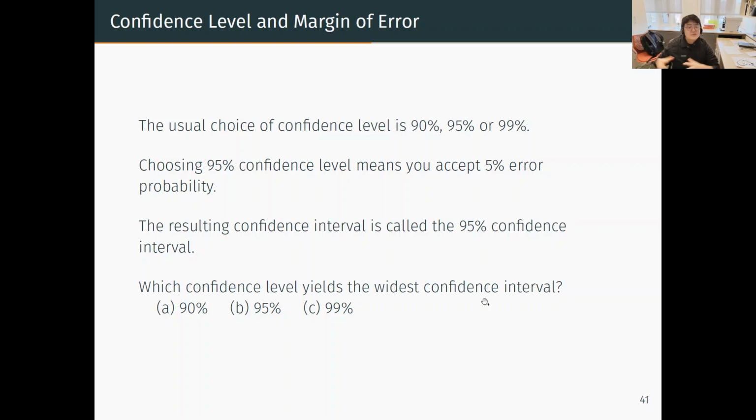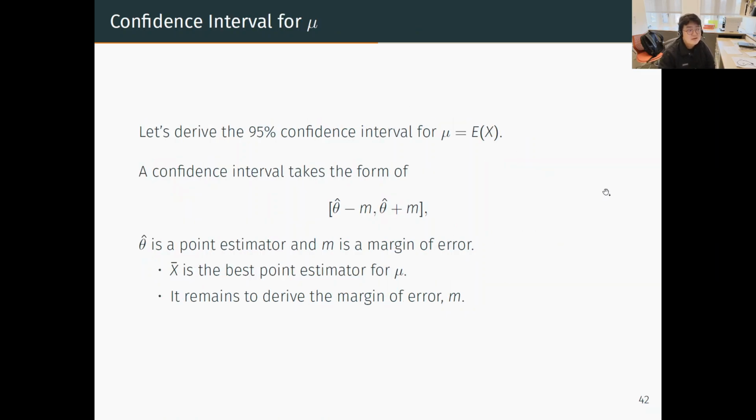When the interval is wide, then because it is wide, we can achieve a higher confidence level, but it's less informative. So the answer is among these three possible confidence levels, 99% would be the widest interval because it has to contain more possibility. So the interval should be larger than the others. Okay, so now let's choose 90 and 95% for now.